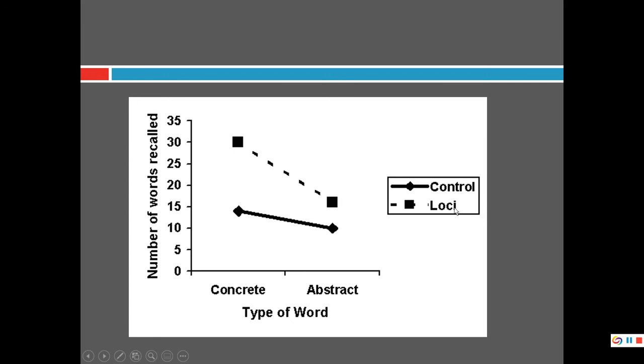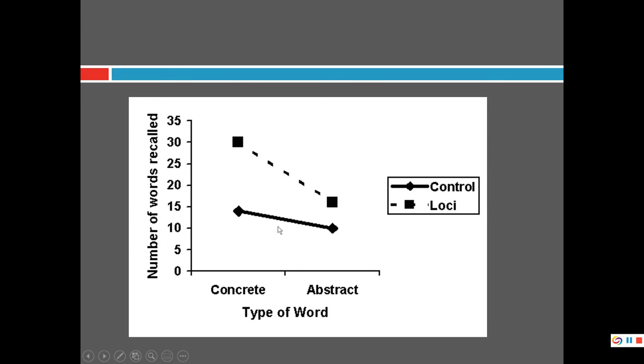But it might also be that it only works very well for particular types of words. So instead of just looking at the method of loci with one type of word, if you interact that with different types of words, then you can see when it is useful and when it is not.